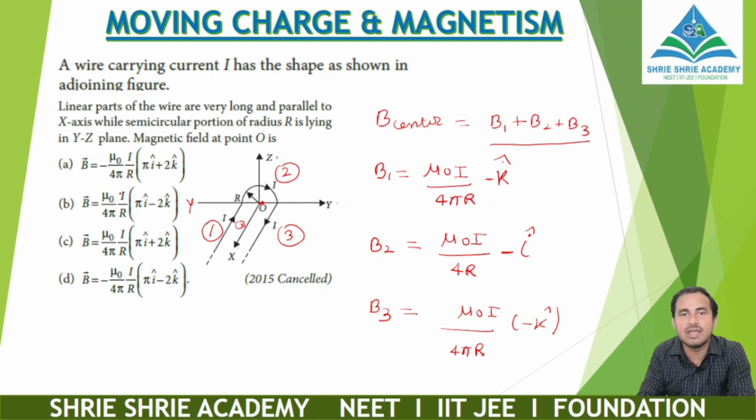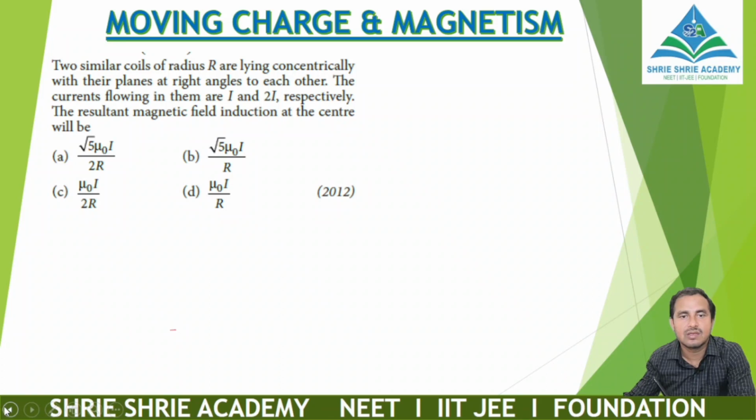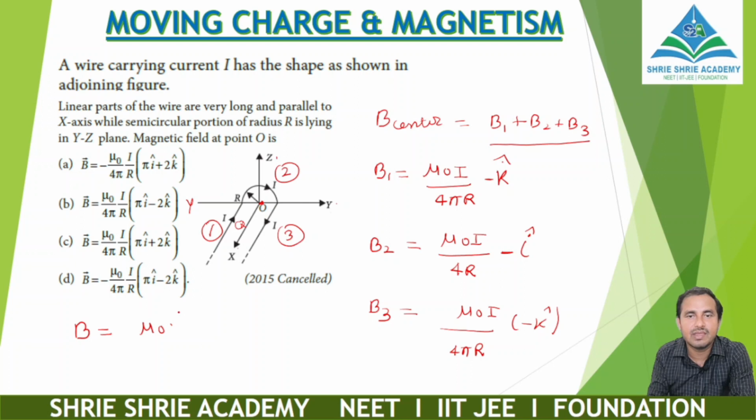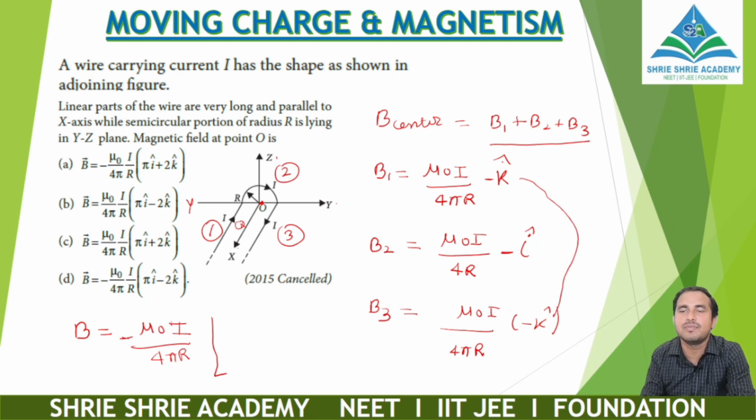So according to this, in every option you see mu naught I by 4 pi R is common. So the total magnetic field you will write as B is equal to, you have to take common mu naught I by 4 pi R. Okay, and here the minus sign is everywhere, so you take minus common. Remember that these 2 will be added, same value, so 2 times. So 2 times it is there, and mu naught I by 4 pi R we have taken common, so left out here is 2 K cap. And here what is left out is actually plus, because we have taken minus common, plus pi I cap, right? So the option will be minus of pi I cap plus 2 K cap, the first option, right? You need to add all the magnetic fields.